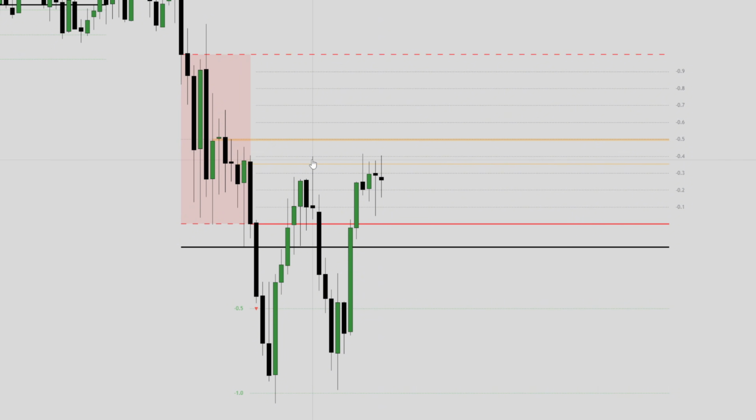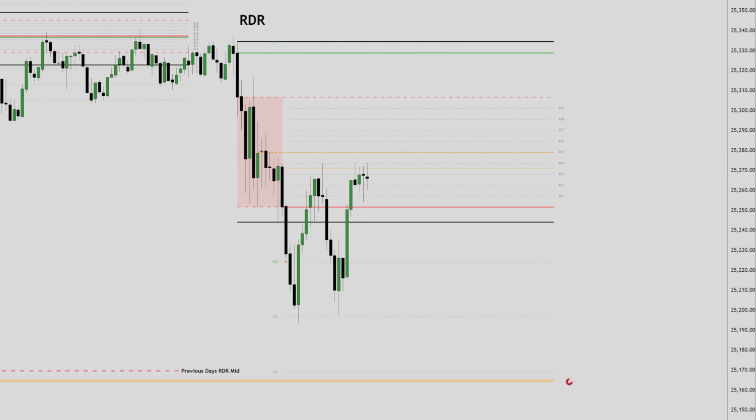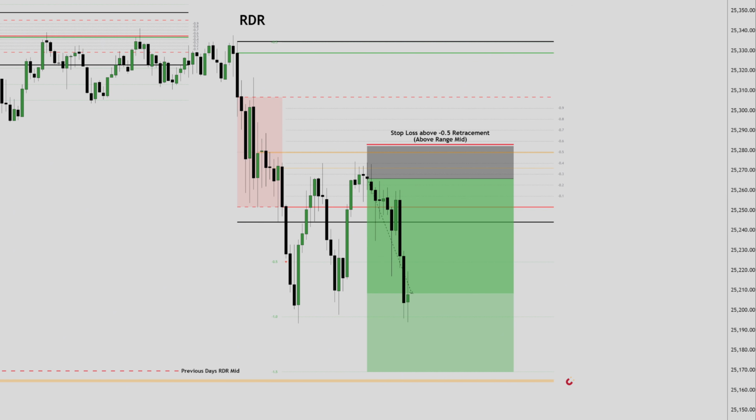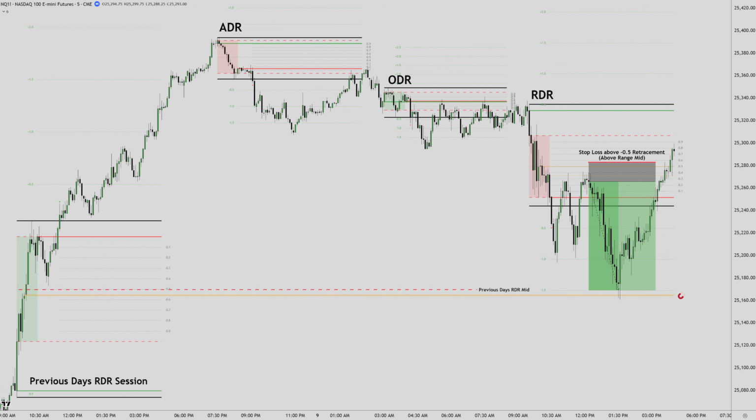Price revisits that same region multiple times, rejecting it again and again. At this point, the 1.5 standard deviation target hasn't been reached yet. With a stop above the range mid, this trade offers 6R to the target with multiple DR basics stacked perfectly in your favor. And we didn't even include previous DR levels or the tick grid indicator for this trade. Just the DR basics alone created a clean, high probability short. That's all you need to start seeing the market differently.